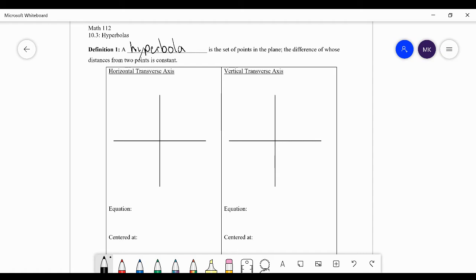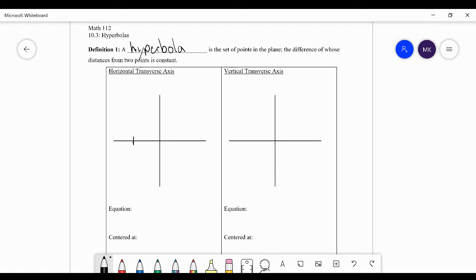So a horizontal transverse axis. The transverse axis is the axis that goes through them both. If it's horizontal, obviously it's going to be going left to right instead of up and down like vertical. And this means that the two sides of our hyperbola are going to be facing in opposite directions, both opening to the sides, if you will. So very simply, let's get a nice little drawing here.